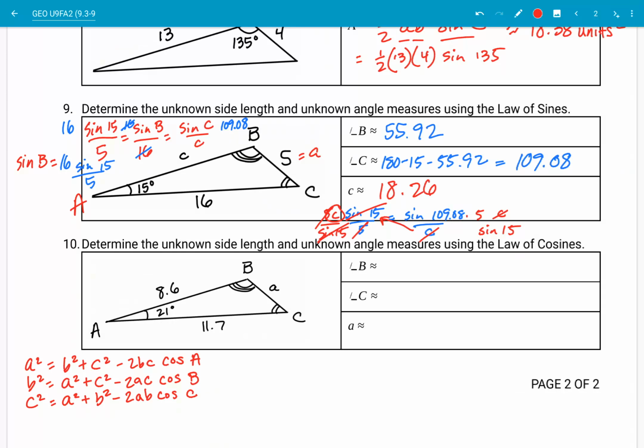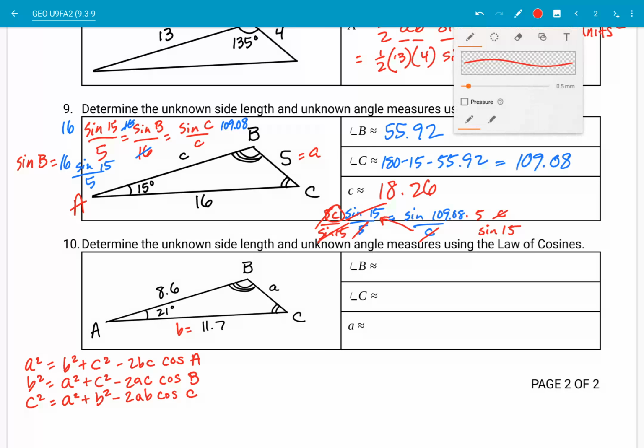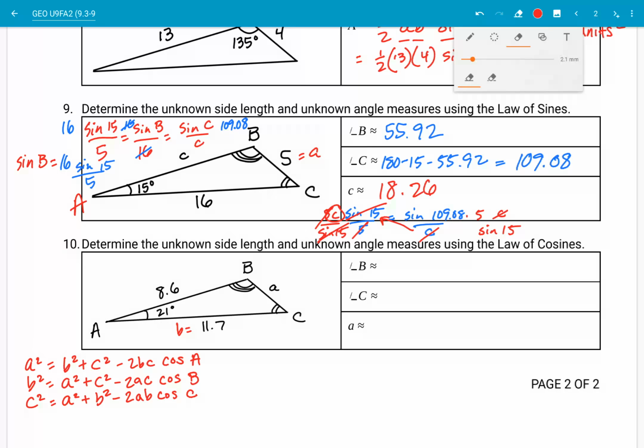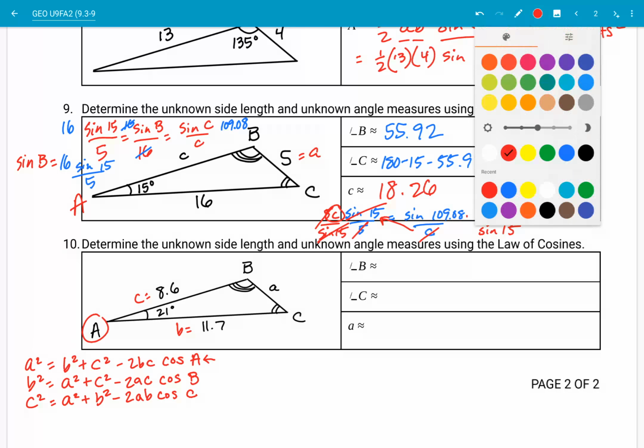So I know that side B is equal to 11.7 because it's on the opposite side of angle B. I know that my side C is equal to 8.6, and I know what angle A is. So if I have B, C, and angle A, that means I should be able to plug it in using the first iteration of the law of cosines.